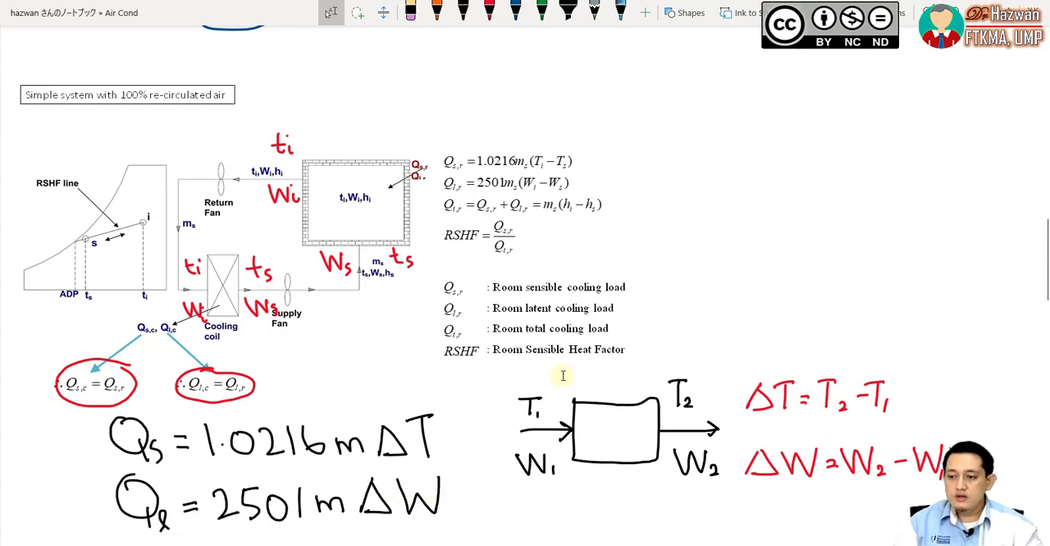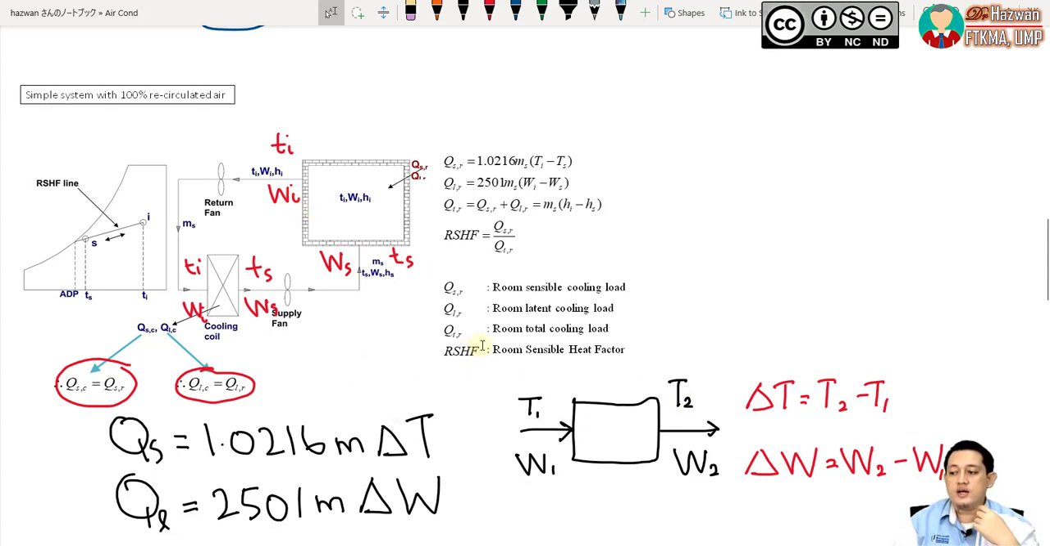So here we want to focus on two separate parts: the room and the cooling coil. The sensible heat of the cooling coil is calculated using this equation and the temperature difference before and after. For latent heat, the humidity ratio before and after. For the room, it is the same. To calculate sensible heat, we use the temperature difference before and after, and for latent heat, the humidity ratio before and after. So this is the concept.